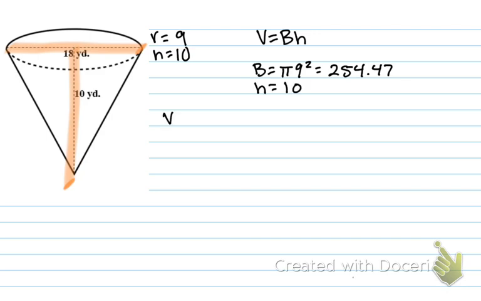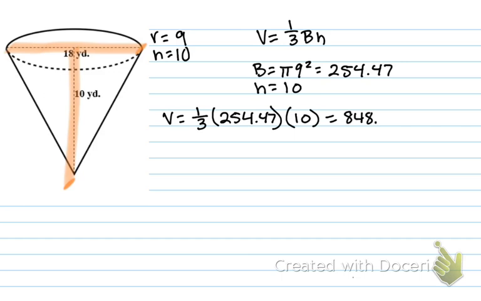Okay, so I'm going to put it in the calculator. Oh, I wrote that wrong. I'll put 1/3 times my area of the base, so the area of the circle on top, times my height. When you do that in the calculator, you should get 848.233, and that 3 is going to be repeating. So our unit says yards, and then we can put a cube there.